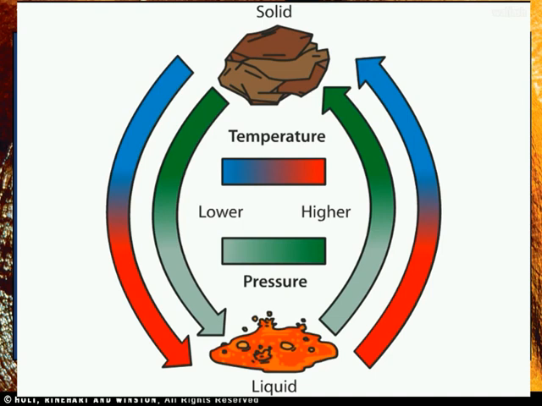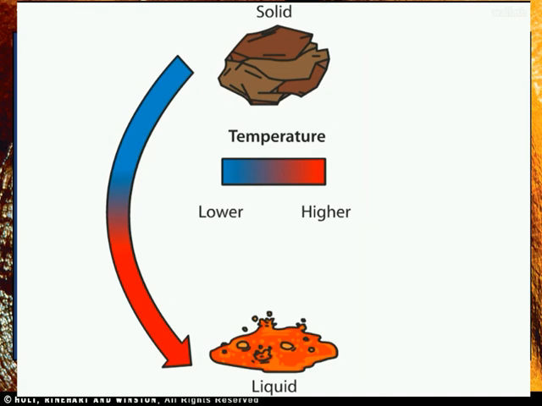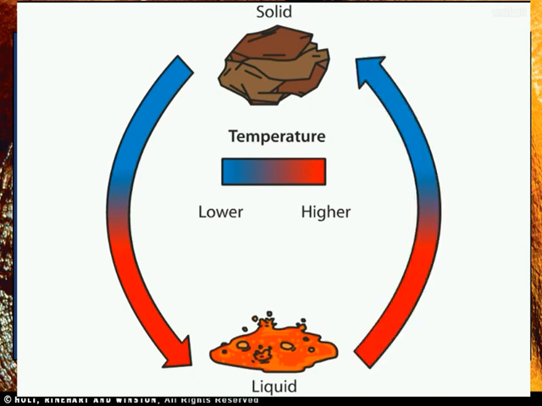Rock, like any other solid, can melt. Magma is liquid rock that is produced below the Earth's surface. A rise in temperature can cause the minerals in rock to melt, and a decrease in temperature can cause magma to freeze into new rock.